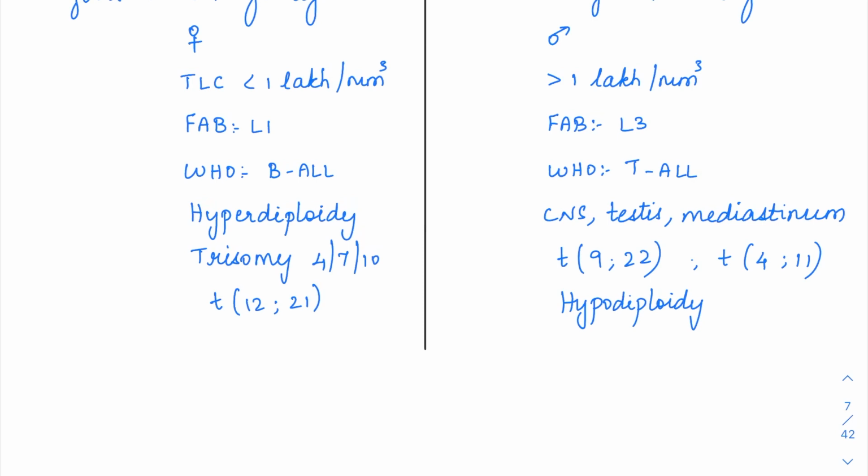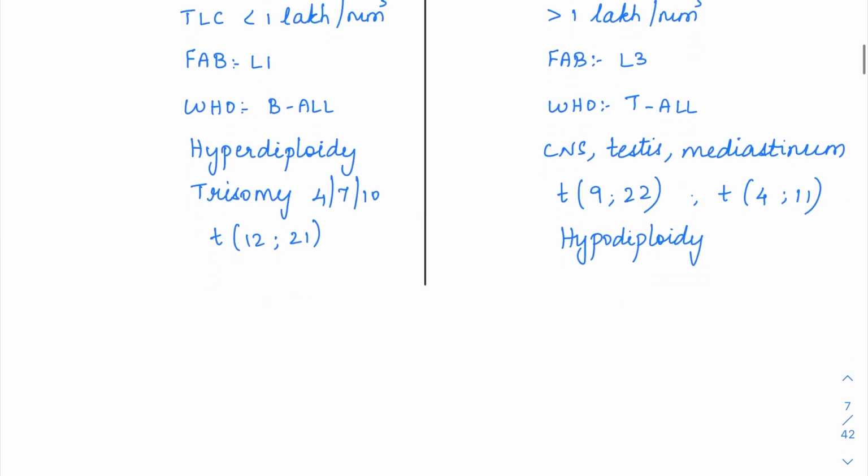Previously in the FAB classification, L1 is associated with a good prognosis, while L3, which has multiple lipid vacuoles in it, is associated with a bad prognosis. In the WHO classification, BALL, as I already mentioned, has a good prognosis, while TALL has a bad prognosis. And CNS, testis and mediastinal involvement in TALL again has a bad prognosis.